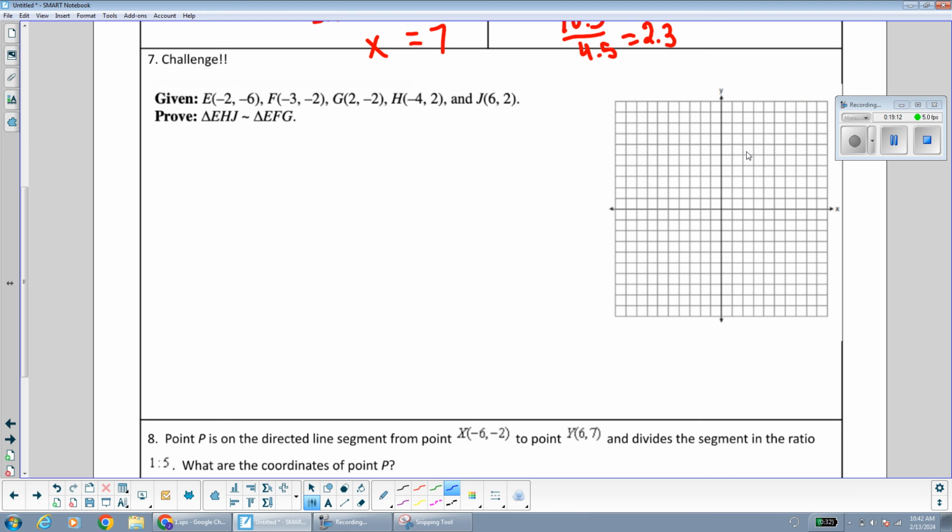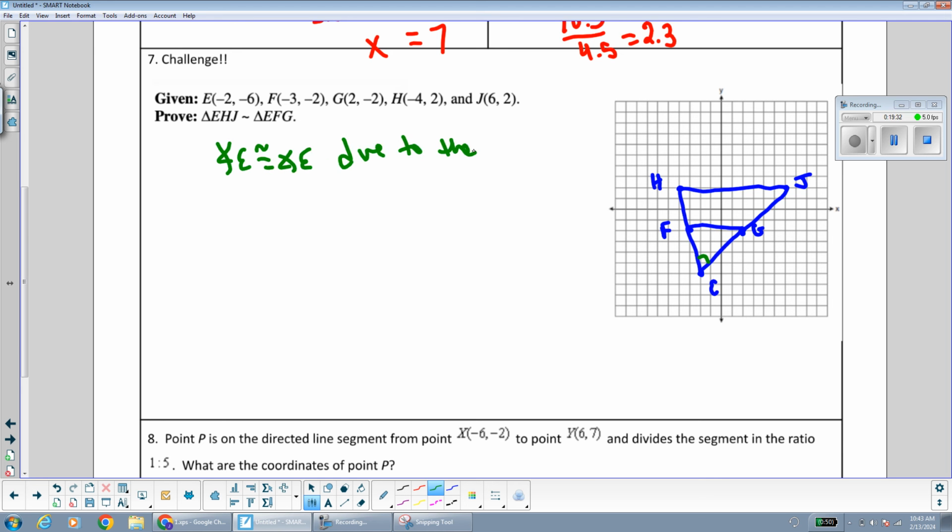Okay, moving on to this one over here. I'm just going to graph this real quick. Okay, so we are proving in this coordinate proof that the small and big triangle are similar to each other. So already I'm going to say that angle E is congruent to angle E due to the reflexive property. And then I do need to use calculations to show that sides are proportional. And you could use SSS instead and show that all three pairs of corresponding sides are proportional. I'm just going to do SAS because for me it's a little bit easier.